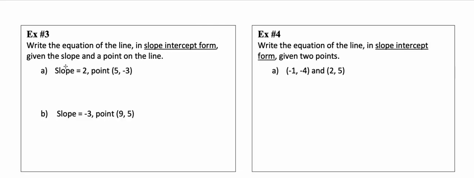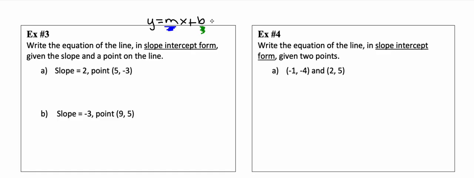Our first example says write the equation of the line in slope-intercept form, given the slope and a point on the line. As a recall, slope-intercept form is y equals mx plus b, where m is your slope and b is the value of your y-intercept. So if we're given the slope, we already have half of our answer, and we have to find our y-intercept.